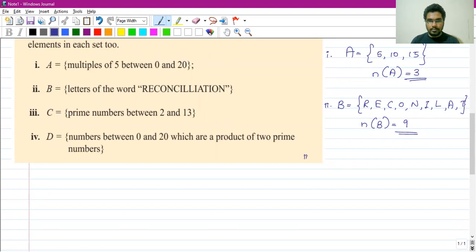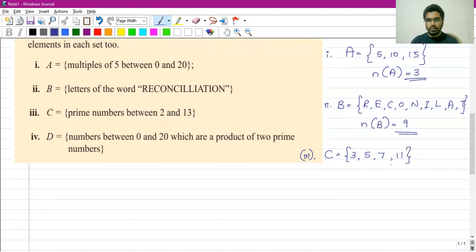Next one, third part. C is equal to prime numbers between 2 and 13. So you know what prime numbers are. So we can write prime numbers between 2 and 13. So we cannot take 2 or 13. So the numbers between 2 and 13. So 3 is a prime number, 4 is not a prime number, 5 is a prime number, 6 no, 7 is a prime number, 8, 9, 10 no, 11 is a prime number again, and 12 no, 13 is a prime number, but we cannot write it because we have to write between 2 and 13. Okay, so this is the set.